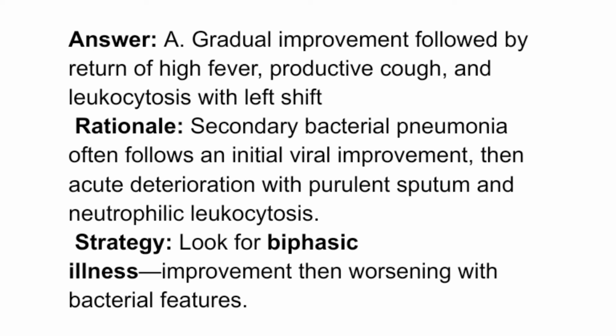Answer: A. Gradual improvement followed by return of high fever, productive cough, and leukocytosis with left shift. Rationale: secondary bacterial pneumonia often follows an initial viral improvement, then acute deterioration with purulent sputum and neutrophilic leukocytosis. Strategy: look for biphasic illness, improvement then worsening with bacterial features.